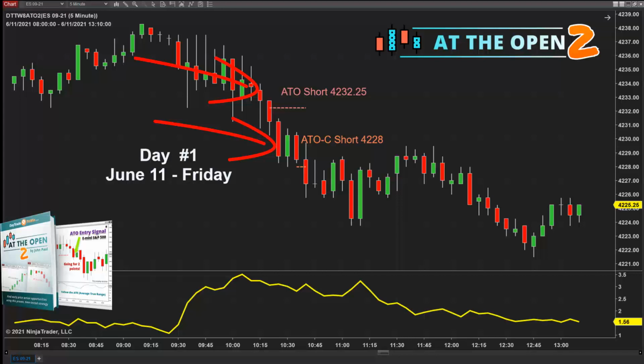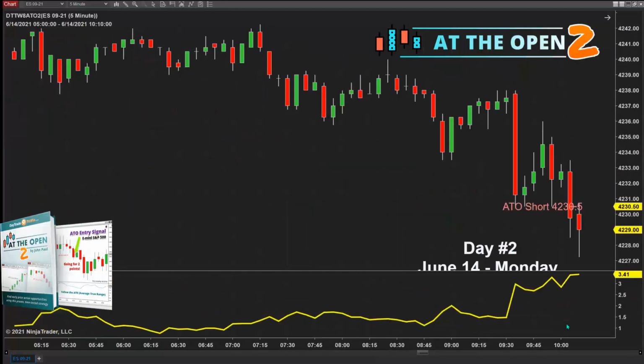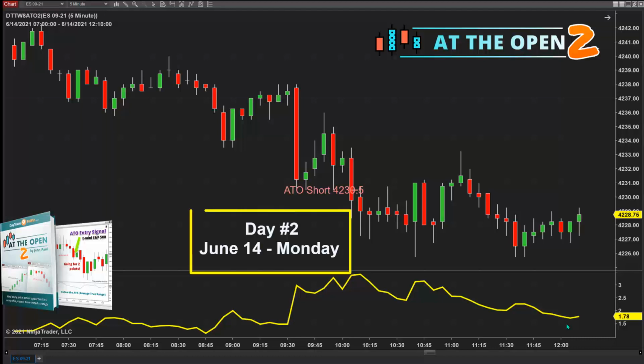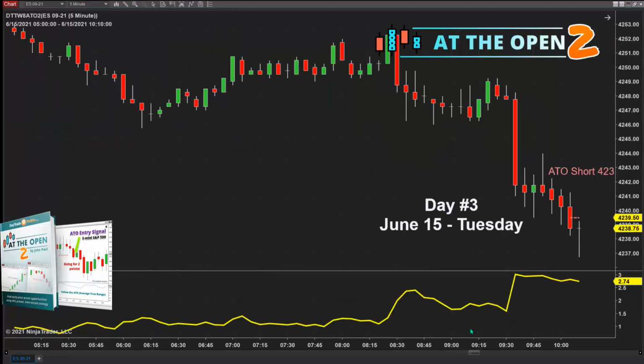Now, as we go to Monday, which is the next day here, we have another shorting opportunity. This is June 14th, Monday. The entry is 42.30.50. I'm using the ATR down here for a specific target, so the target is based on the current conditions. Again, another successful trade. That's day number 2.